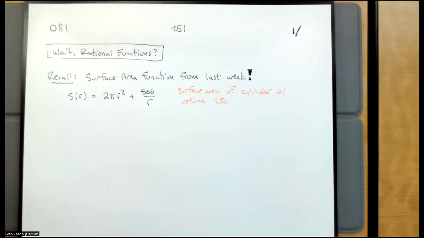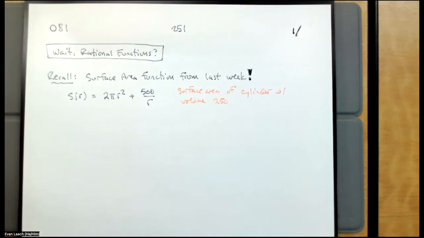If you would recall, last week we had this surface area function, which was the surface area of a cylinder with a fixed volume of 250. In that case, it was milliliters or cubic centimeters, which means that the radius must be measured in centimeters. Our goal was to minimize the function, and we used calculus to do it. But what I want to do today is think about the graph of this function, because it's kind of a strange graph.